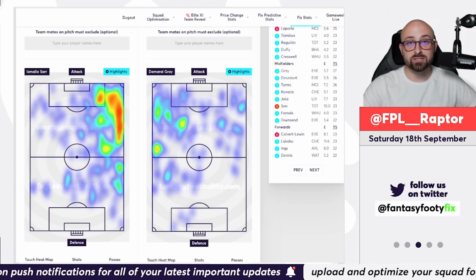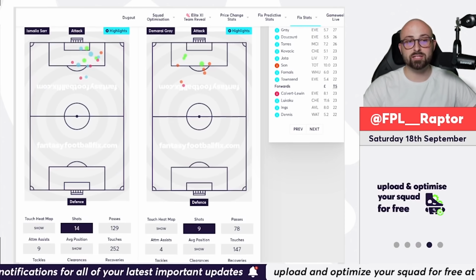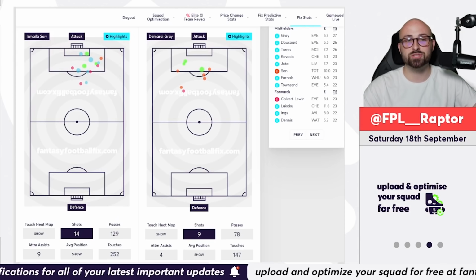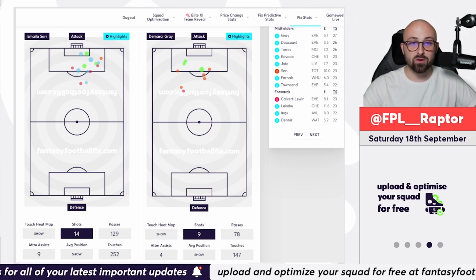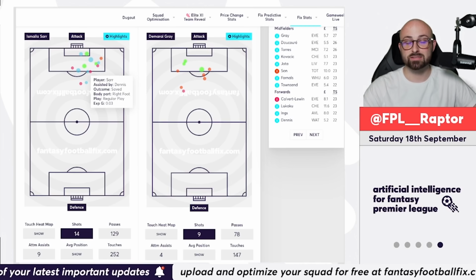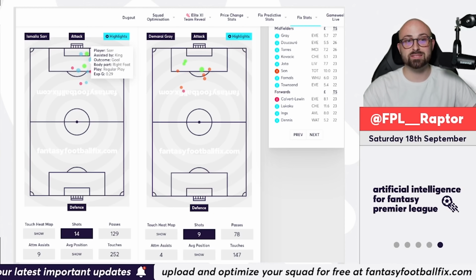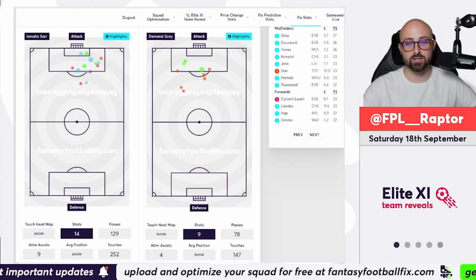And obviously you don't just need to look at touch maps. There's so many other things. You can look at shots. So straight away, if we compare their shots, again, Ismaila Sarr has taken so many more shots in the box. It's exactly what you want. Demarai Gray's are a lot outside the box. And also, if you just hover over the different ones, you can see what their expected goal statistic was. So for this one here, where he was assisted by Aaron Cresswell today, he had an expected goal of 0.29. So you can see that as well, which I think is really nice.